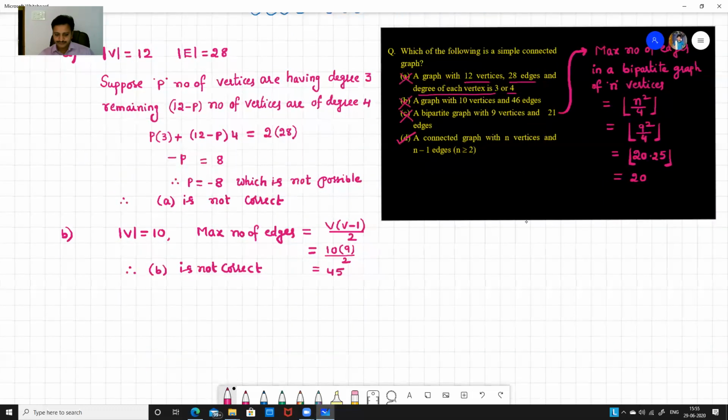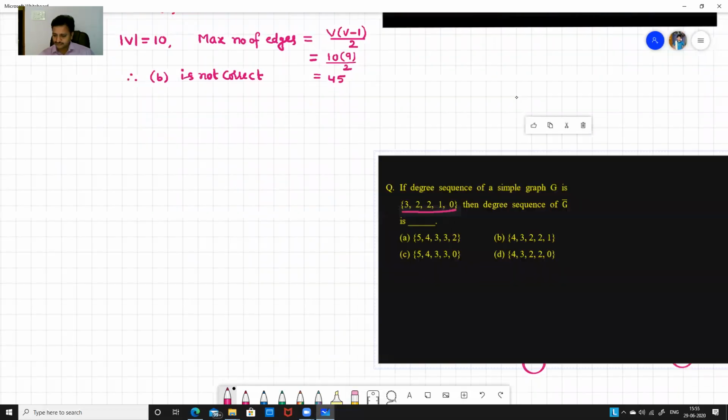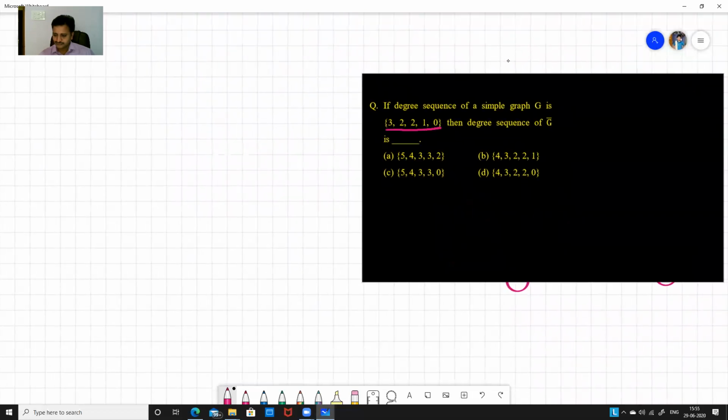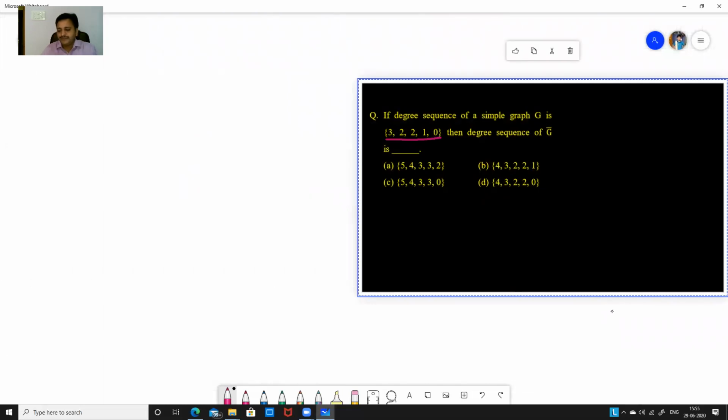Next, look at the next question. If the degree sequence of a simple graph G is given, then find the degree sequence of G bar. We have the degree sequence of a simple graph G, and by using that, we have to find the degree sequence of G bar. So to answer this question, you must understand some basic concepts.